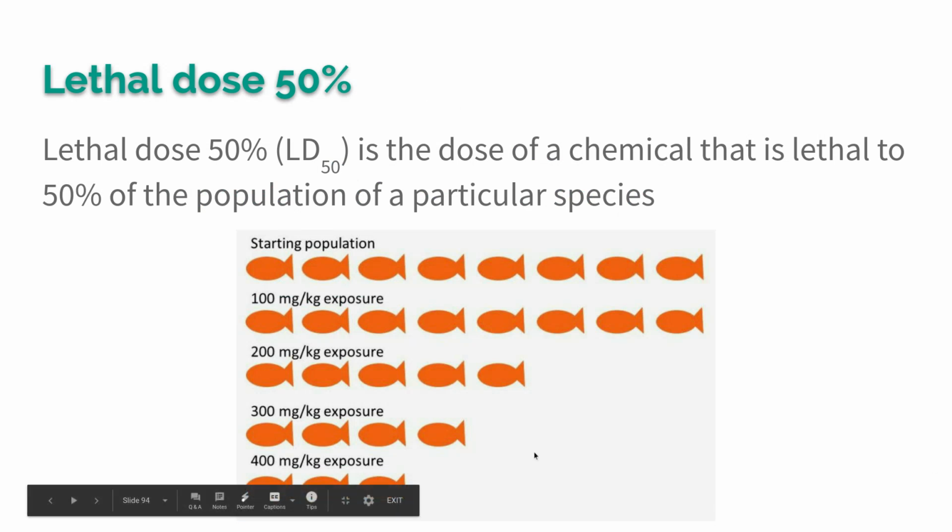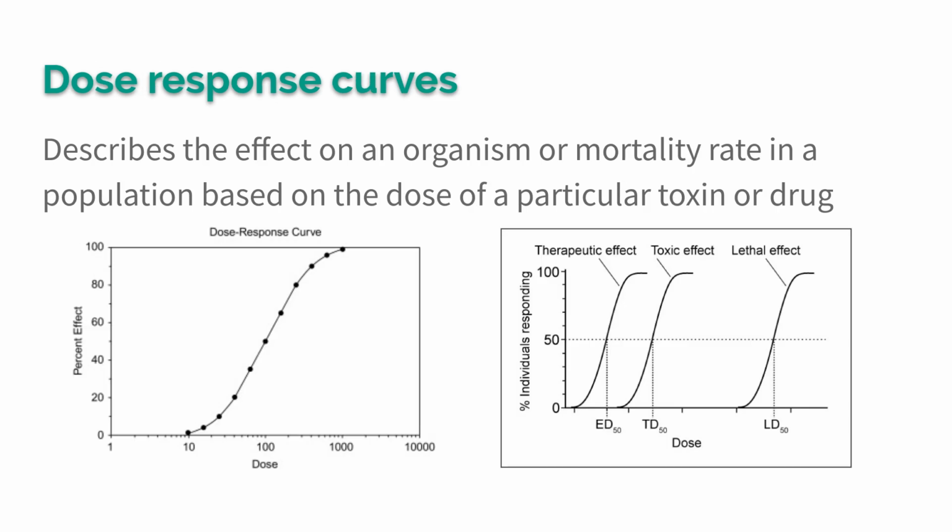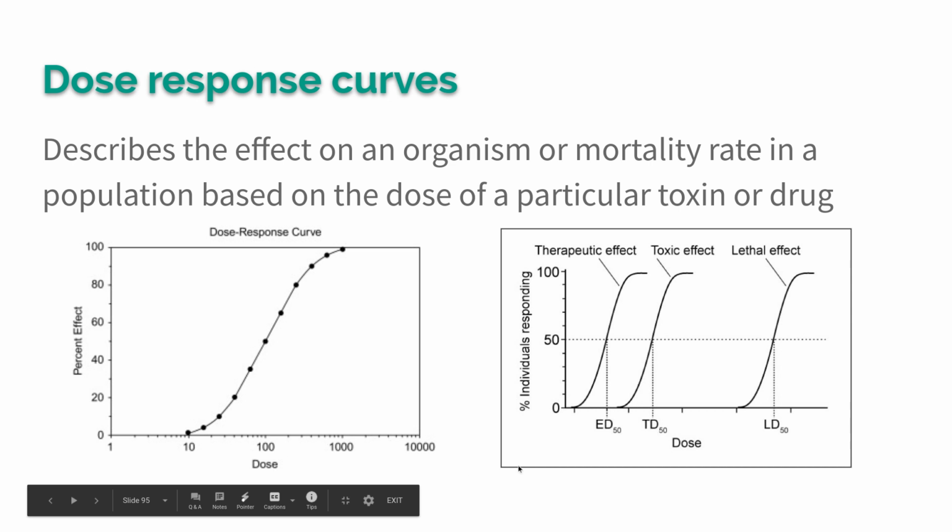So in this example, that would be 300 milligrams per kilogram. So it's always expressed in amount per mass. The dose response curve is the mathematical way we express that information. It shows the varying doses and then what percent effect that was.